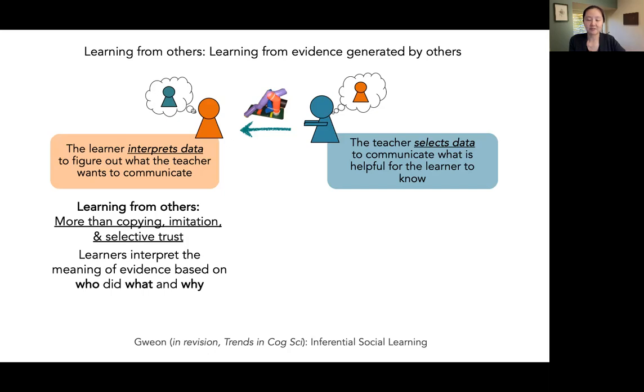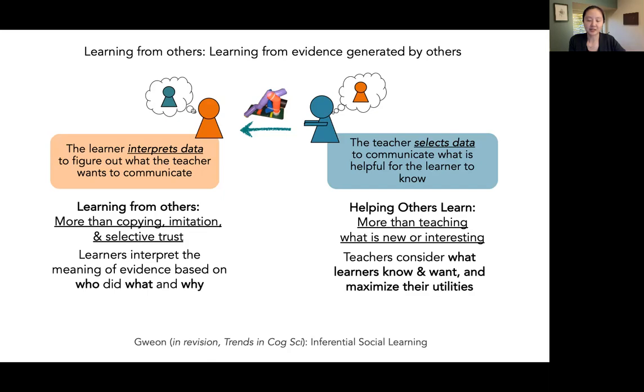And even though we tend to think of learners as separate from how teachers teach, as soon as they learn something, young children can also generate helpful evidence for others to learn about the world. So what they do as teachers is much more than just teaching whatever is new or interesting for them. They have a model of how the learner learns from evidence, and they consider what learners know and want and make decisions that maximize their utilities by trying to select the best set of evidence that is helpful for the learner to know. Now, this picture of social learning is just a small part of the larger picture, and there are many ways in which this interaction between two people, a teacher and a learner, a child and a parent, a student and a teacher, can be extended to understand many other aspects of early learning.